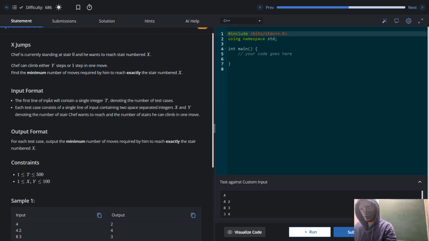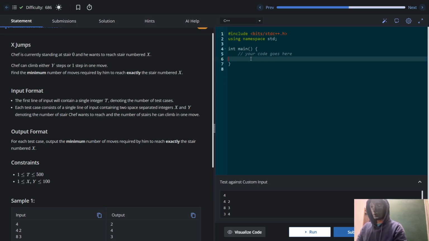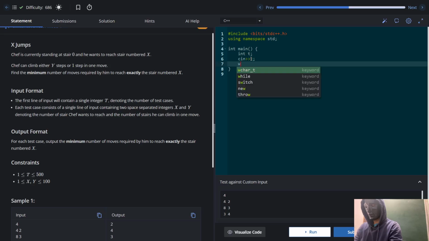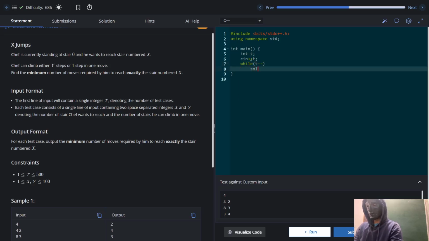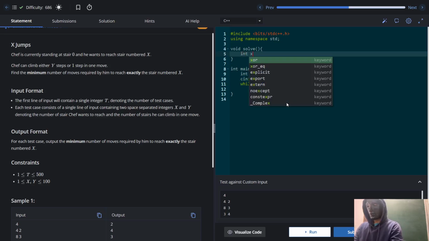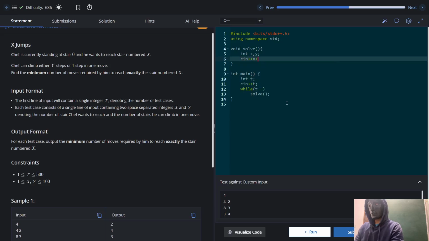And let us take the first input. The first line of input will contain a single integer t denoting the number of test cases. So int t, we are taking this t and we will be running this solve function t times, which is basically the test case number of times. And each test case consists of a single line of input containing two space separated integers x and y denoting the number of stairs Chef wants to reach and the number of stairs he can climb in one move. So yeah, basically x and y is the input that we are taking.